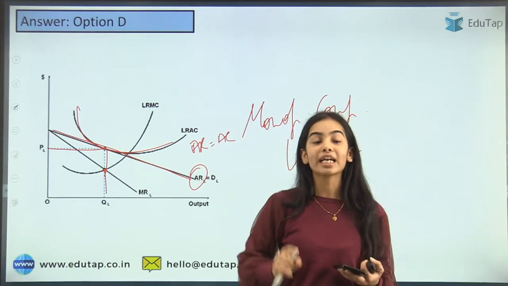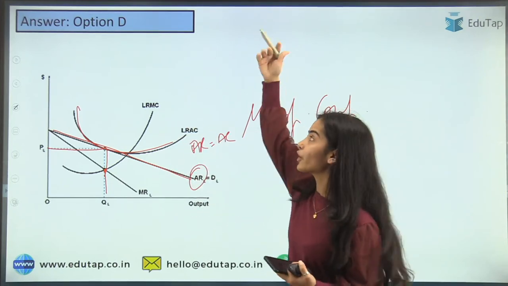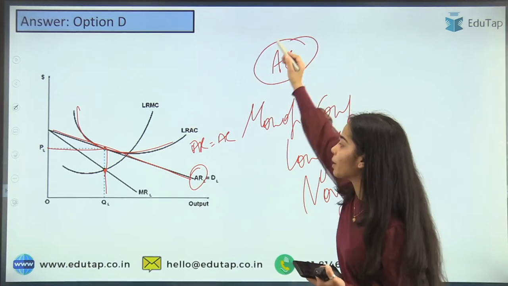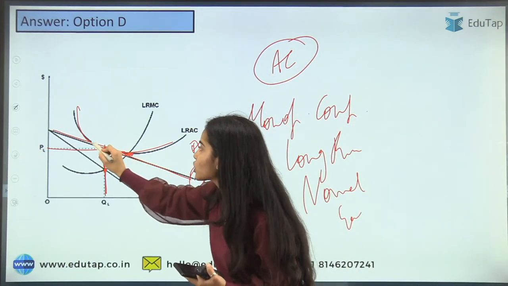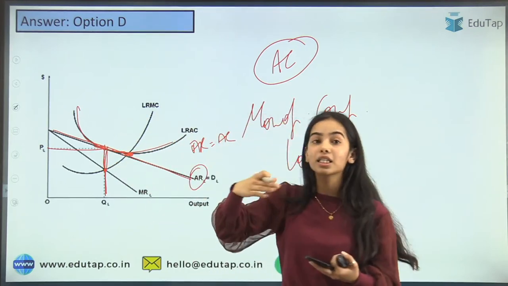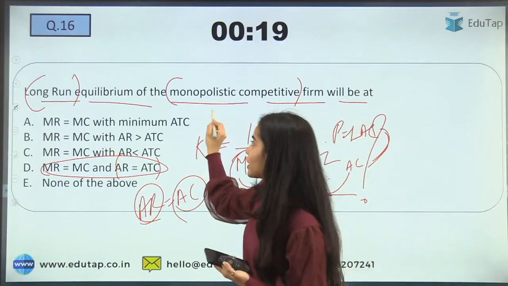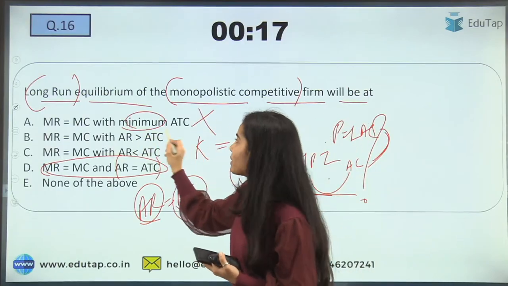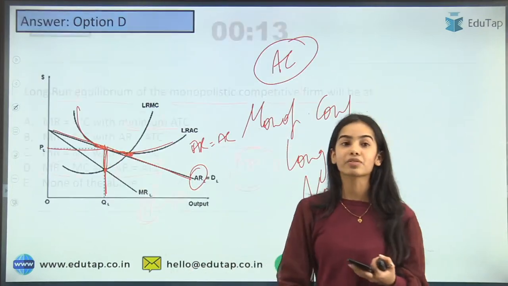And let me tell you why perfect competition is called a utopian world, because in perfect competition, AC is at the minimum. But here you can see the average cost is at minimum here. It is not at minimum here. So in the other competition, the average cost is not at the minimum. Okay, so this cannot be the right answer. Minimum ATC is not there in monopolistic competition, but yes, normal profits are there, and that's why AR equals AC.